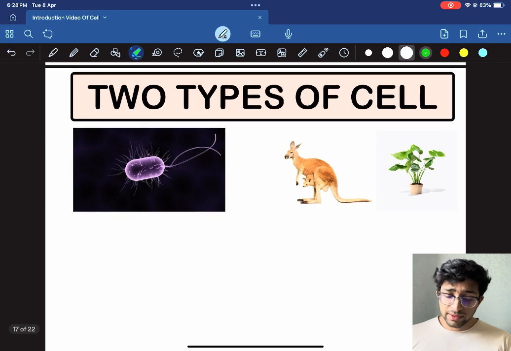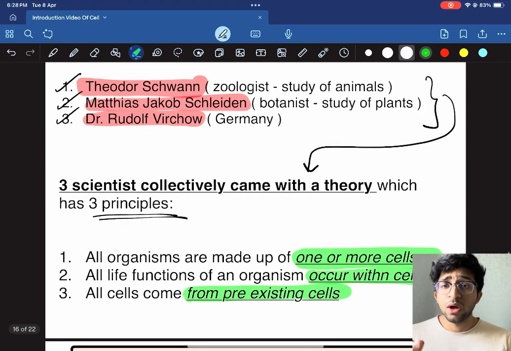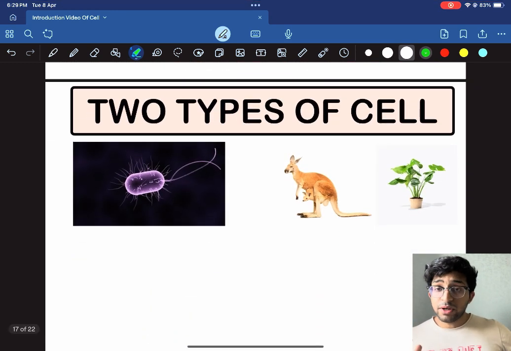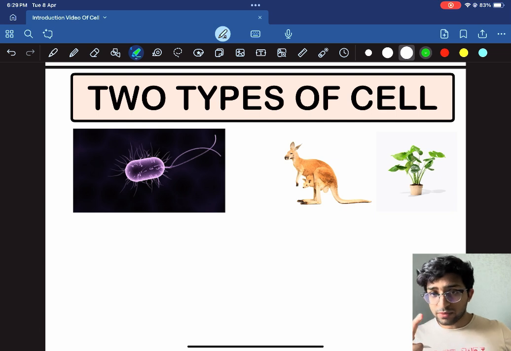And also in examination, they may ask you who the scientists were who gave this cell theory, and to explain each and every principle in a detailed manner. So that's how you can give the explanation, right?